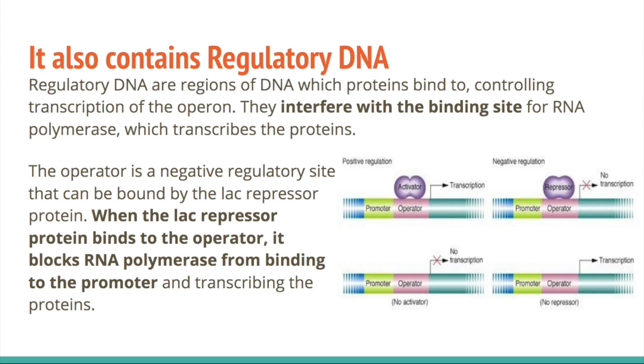Now, regulatory DNA are simply regions of DNA to which proteins can bind, controlling the transcription of the operon. In this case, they interfere with the binding site for RNA polymerase. The operator is the place where the repressive proteins will bind. Essentially, it overlaps with the promoter so that when the lac repressor protein binds to the operator, it blocks RNA polymerase from binding to the promoter and transcribing the operon. When lactose isn't present, the repressor binds to the site, preventing transcription.